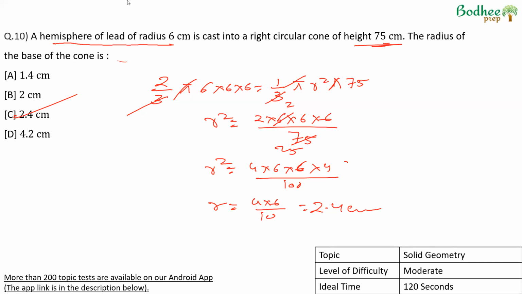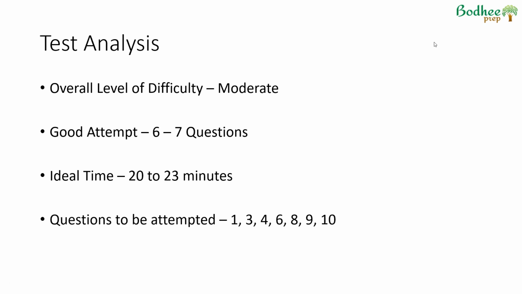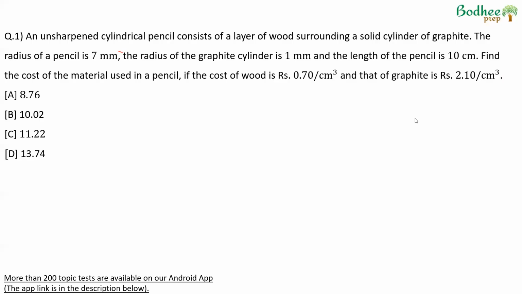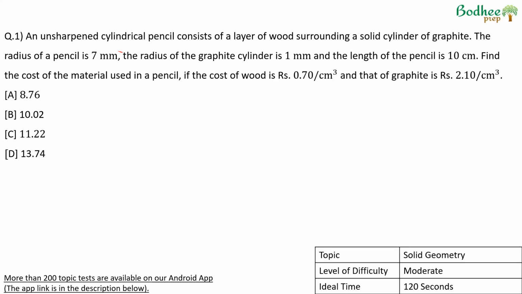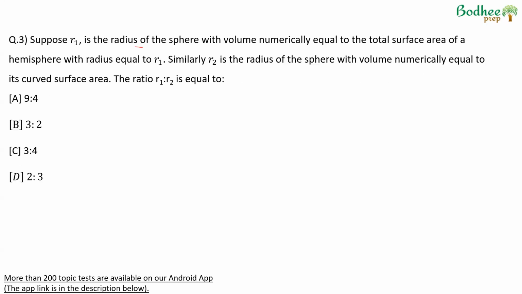And therefore, if I look at the overall test, overall the test was moderate, 6 to 7 questions, 23 minutes. My 6 to 7 questions in this test would be 1, 3, 4, 6, 8, 9, 10. Which are these? Calculation was there, but again, since I'm trying to get the attempt, I'm counting this question. This question again could be tricky, may not be a short question every time.